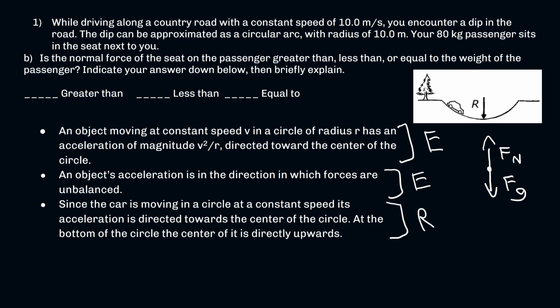So again, a full explanation. I'm moving in a circle at constant speed. Acceleration is towards the center of the circle. At the bottom, the center would be directly upwards here. So based on this, my normal force is the upward force. So I can make the claim that the normal force should be greater than my weight. So that is going to be my final claim here.